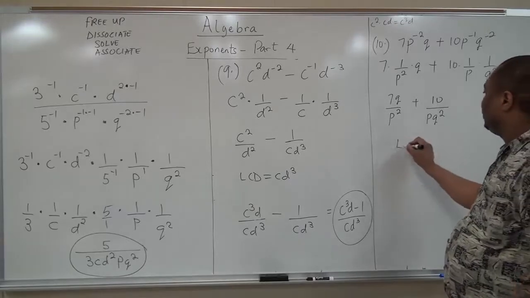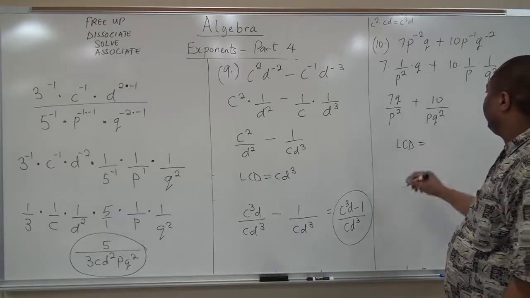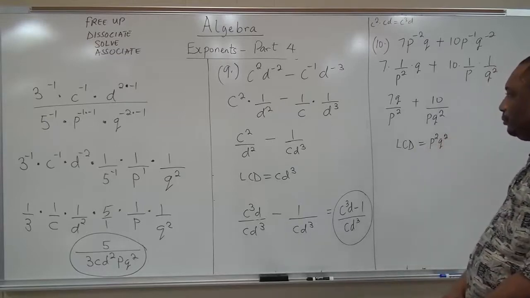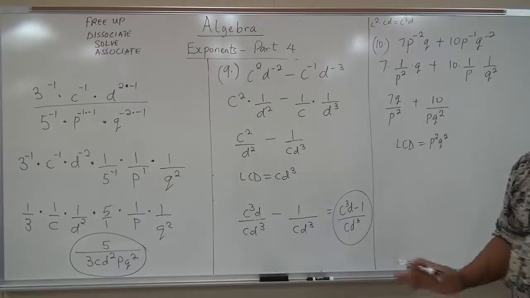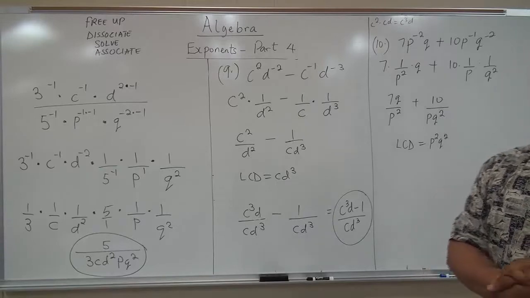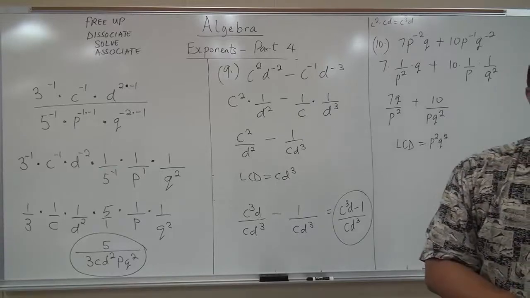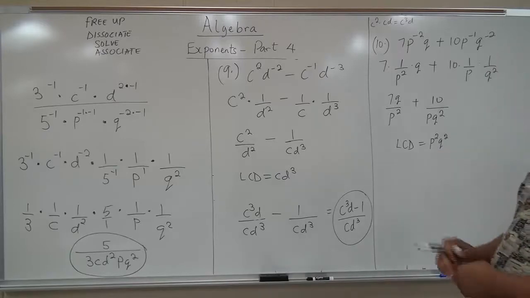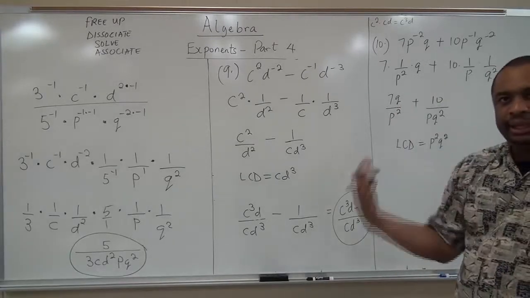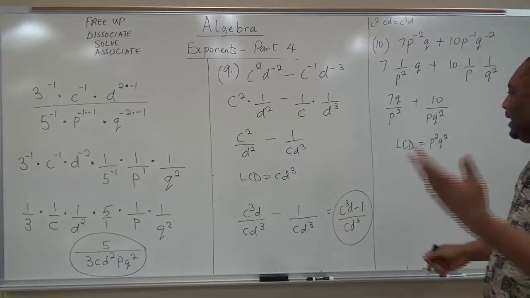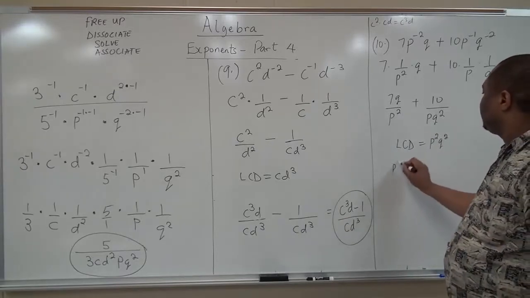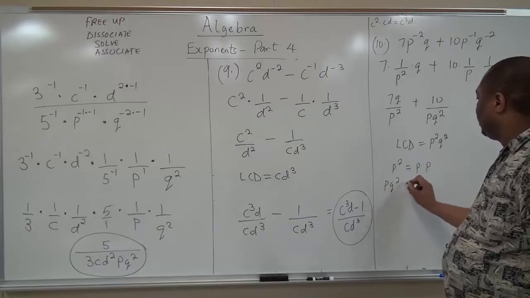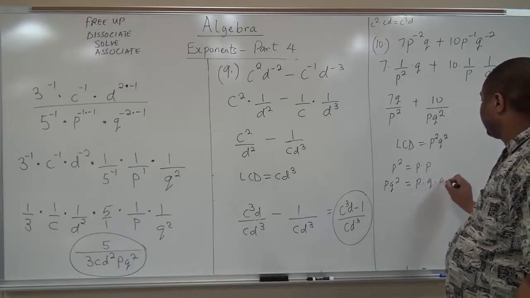What's the LCD? LCD will be p squared q squared. If you don't know how I found LCD, please, it is important that you review my videos on factors and multiples. It is very important. LCD has everybody. It contains everybody. But I can show you a quick way. If you have p squared, you have p times p. If you have pq squared, you have p times q times q.